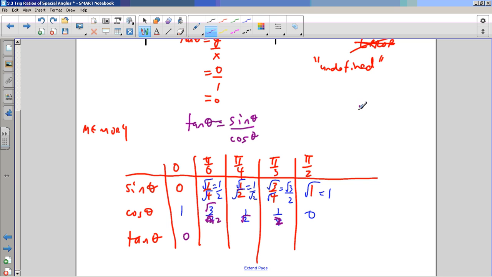Here I have a half divided by the square root of 3 over 2. Well, flip and multiply. I'm not going to have to do this many times before I see it. The bottoms actually cancel out, and then I'm left with 1 over the square root of 3. 1 over the square root of 2 divided by 1 over square root of 2, that's a number divided by itself, which is always 1. Here the bottoms cancel out, and I'm left with square root of 3 over 1. 1 divided by 0 is undefined.